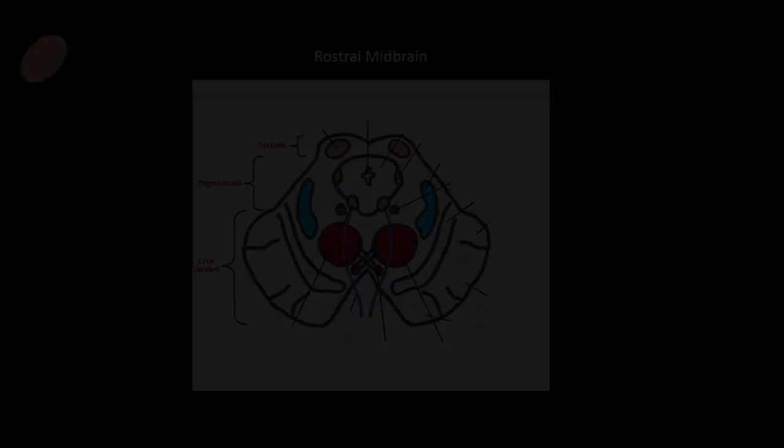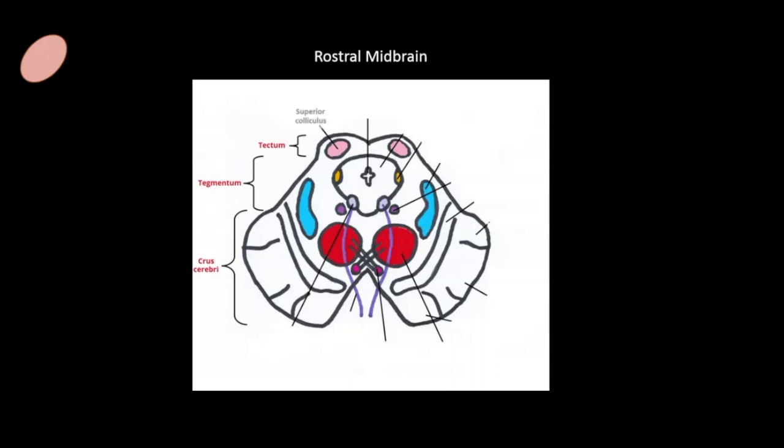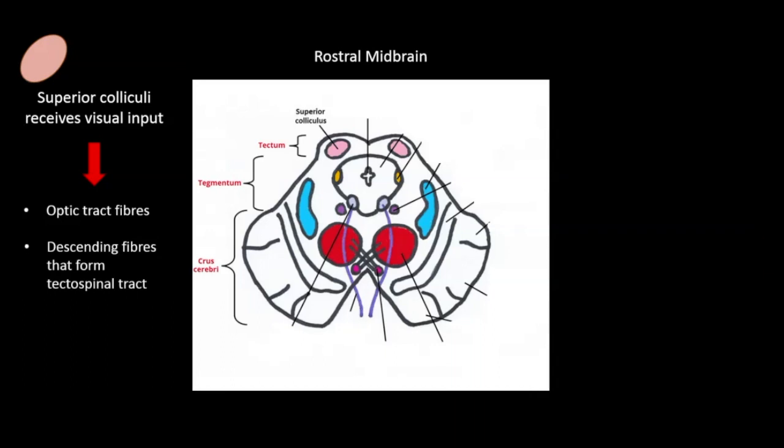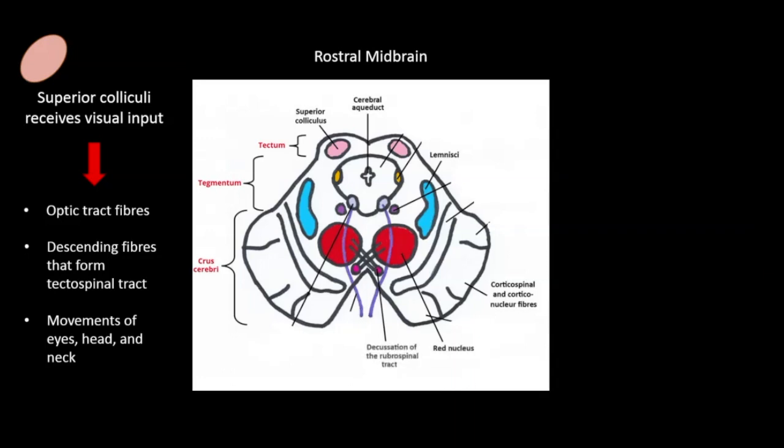Moving up to the rostral midbrain, here we can see the superior colliculi, which receives visual input from optic tract fibers, from descending fibers that form the tectospinal tract, and from movements of the eyes, head, and neck. We can also see the cerebral aqueduct, the spinal and medial lemnisci, and the corticospinal tract. Here we see the red nucleus, which starts the rubrospinal tract.